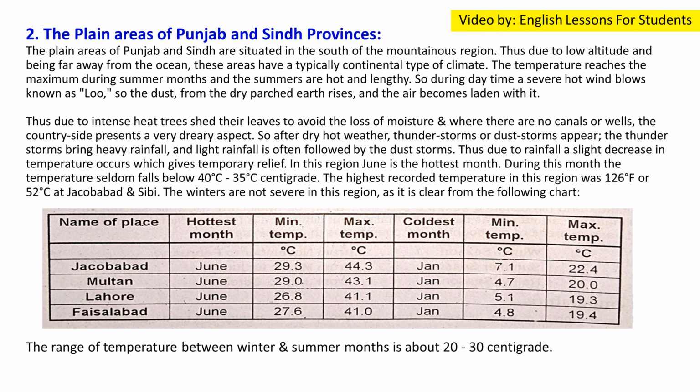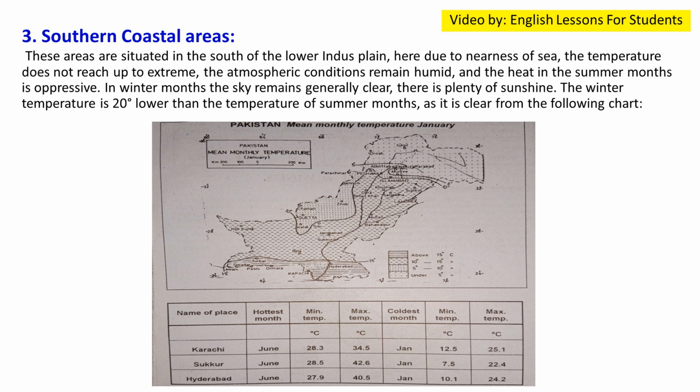The range of temperature between winter and summer months is about 20 to 30 centigrade. Number 3, coastal areas. They can be called southern coastal areas. These areas are situated in the south of the lower Indus Plain. Here, due to nearness of sea, the temperature does not reach up to extreme. The atmospheric conditions remain humid and the heat in the summer months is oppressive.